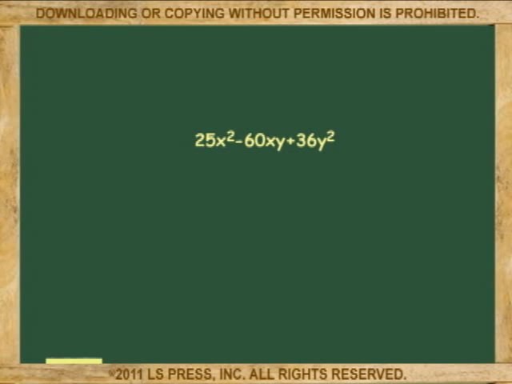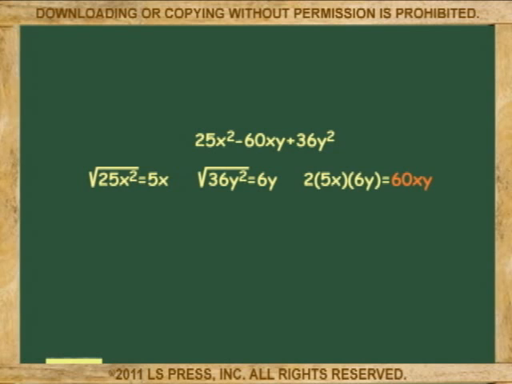Another example. Factor 25x squared minus 60xy plus 36y squared. First term, second term. Middle term, 2 times 5x times 6y equals 60xy. Because the middle term of the original trinomial is subtraction, both binomials would be subtraction. Answer, 5x minus 6y times 5x minus 6y, or 5x minus 6y squared.